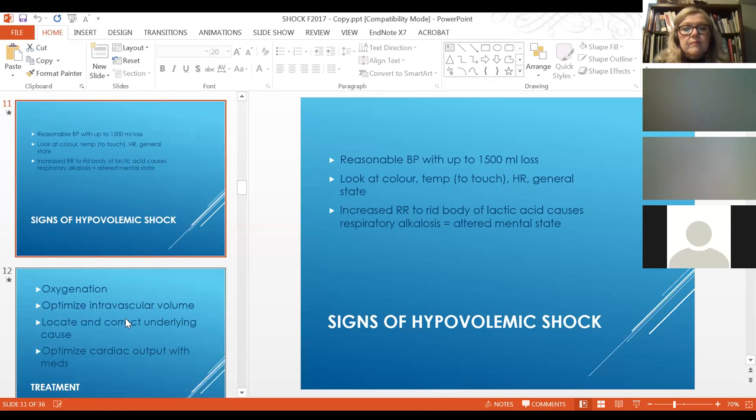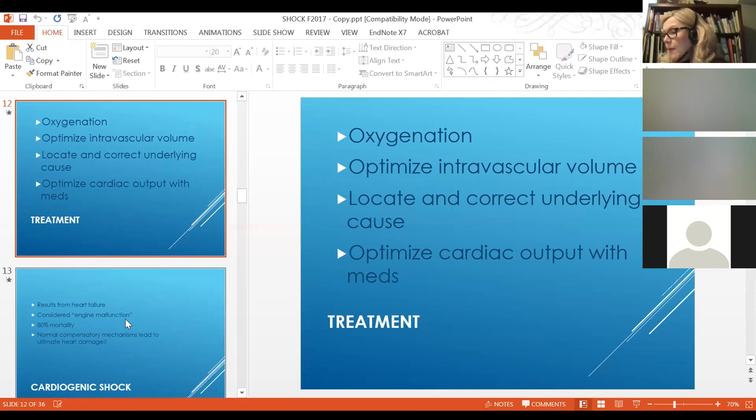And so the treatment for hypovolemic shock is oxygenation. And so first of all, you need to make sure that the patient has adequate oxygenation, and you need to optimize their ventilation. So they may be breathing, either they may be tachypneic or bradypneic. So you need to make sure that their saturations are over 95. If not, may need to have external O2.